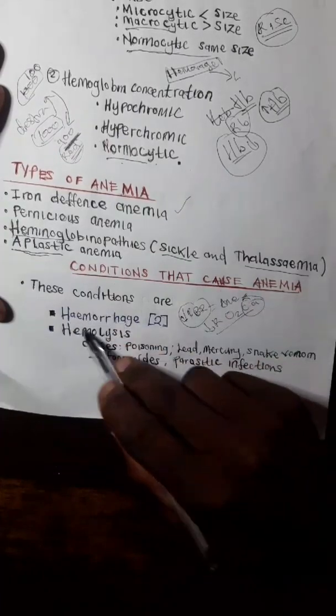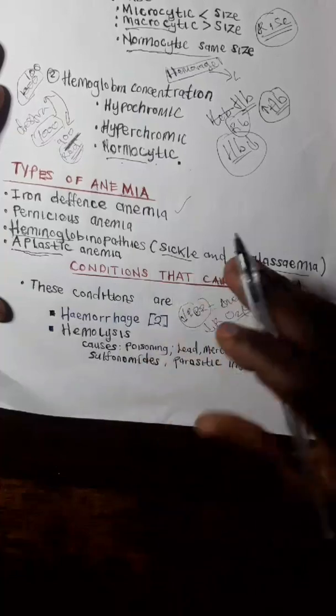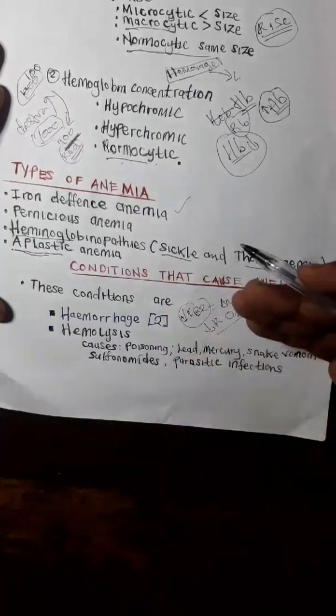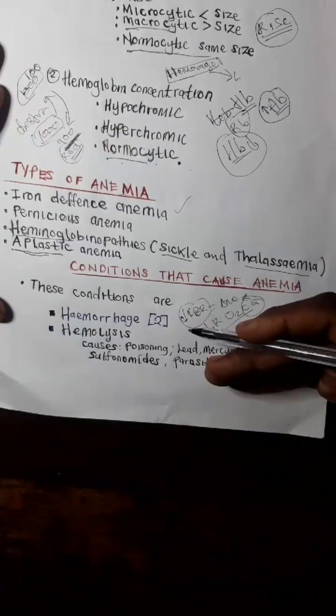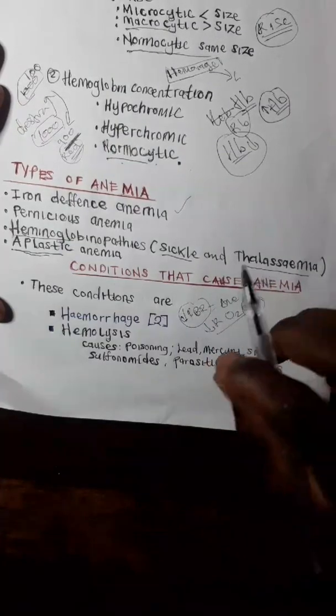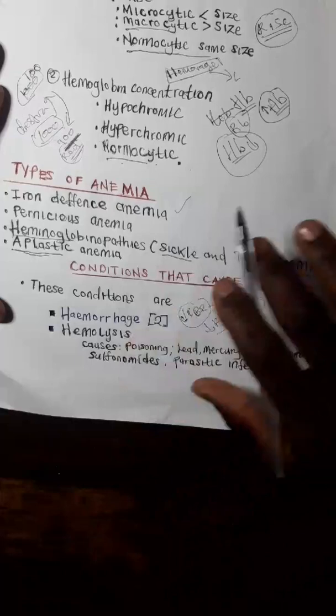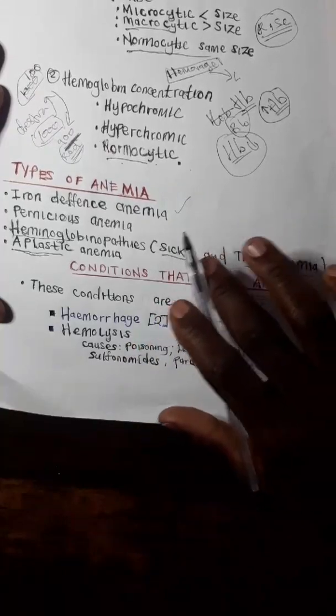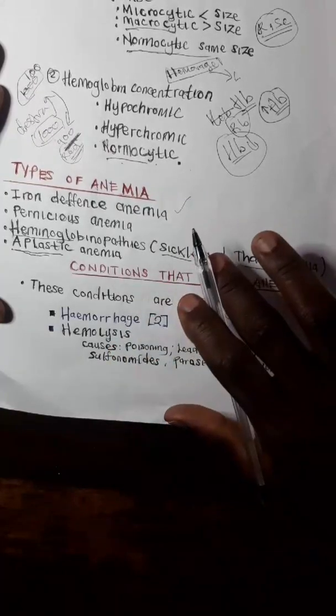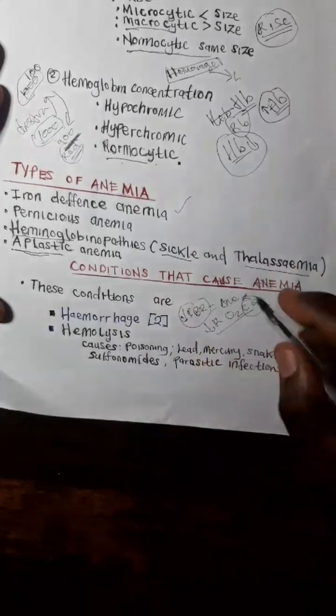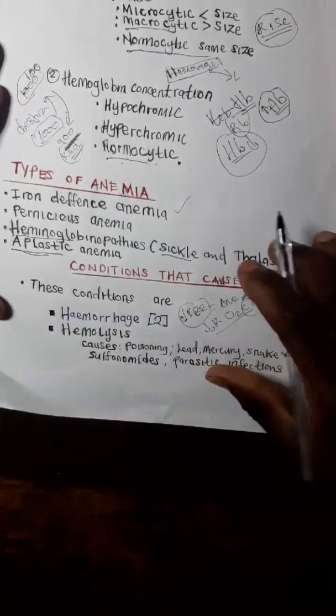So when we talk about hemorrhage, it is just reducing the number of red blood cells that is already in the body. Meaning, hemorrhage does not affect the size of the red blood cells, or the color of the red blood cells, but only the number of red blood cells reduces in the body.